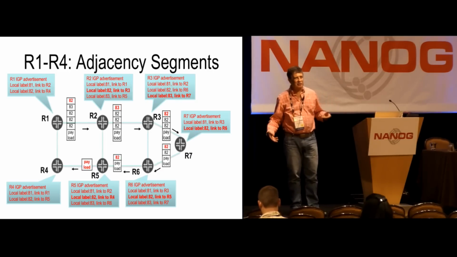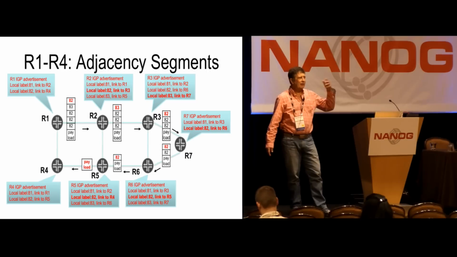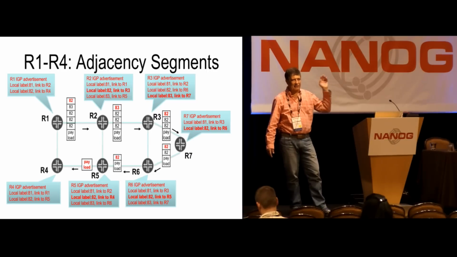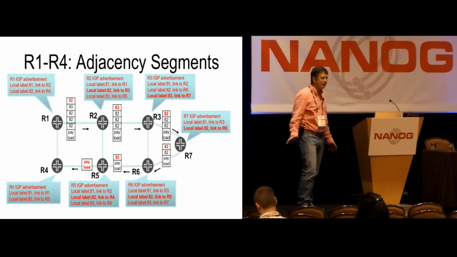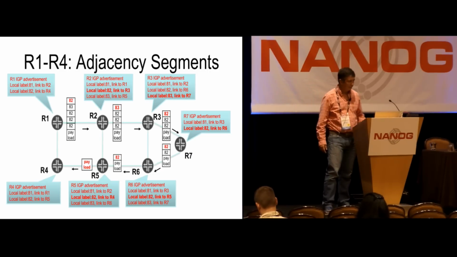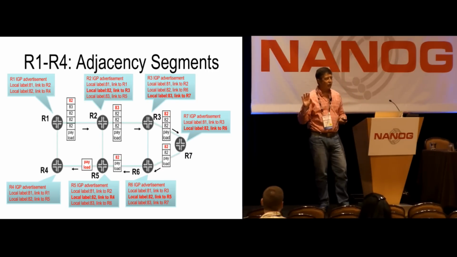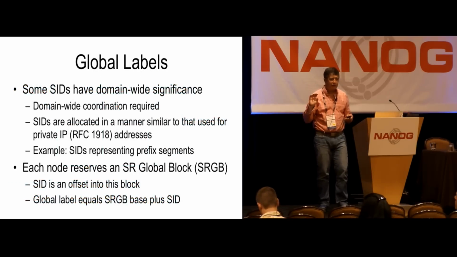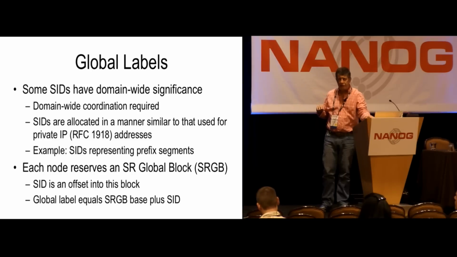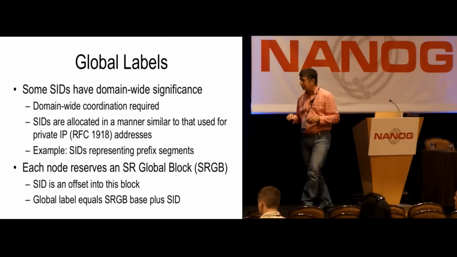We'd have to figure out some way to either signal back to the ingress and send the packet, or do something about restoration that's as yet undefined. So let's talk about a more common use of SR. Adjacency labels are used sometimes, just not as commonly as prefix labels. Let's talk a little bit about prefix labels first.